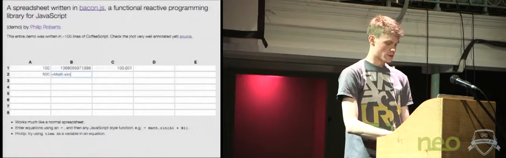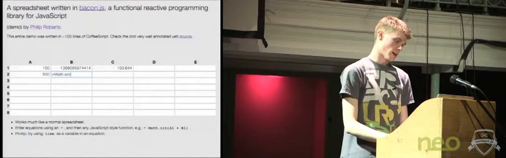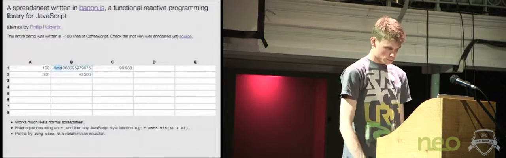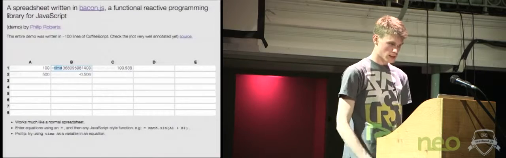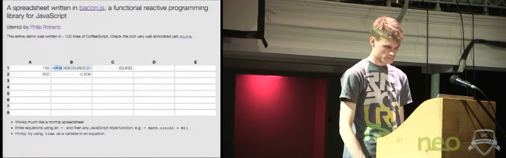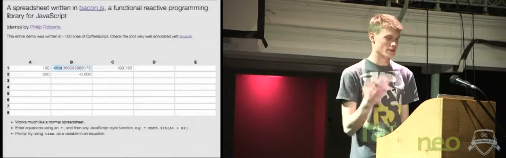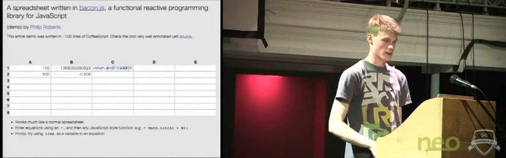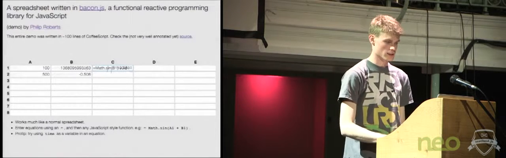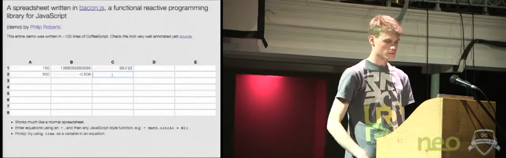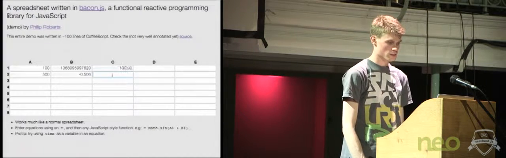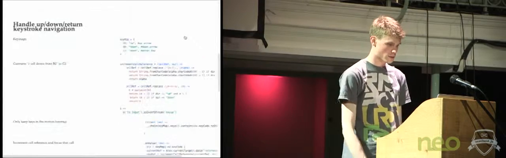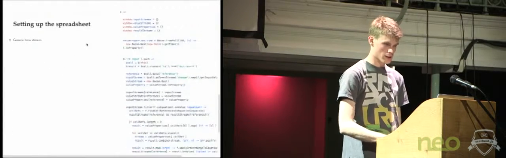I can write arbitrary JavaScript functions, so Math.sin of A1. I even created a time variable, like a Bacon variable for time, which just represents the current time at all times. So my whole spreadsheet updates. So here, we're just saying get the sine of the current time. So this is basically a fully functional spreadsheet. And the source code for it is that long.